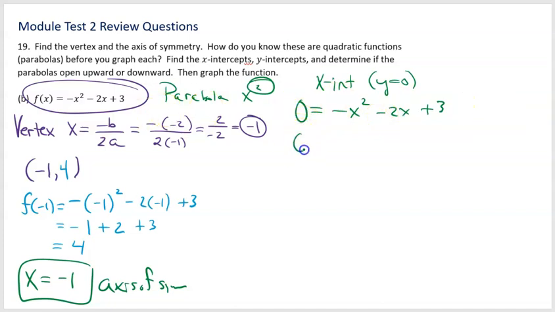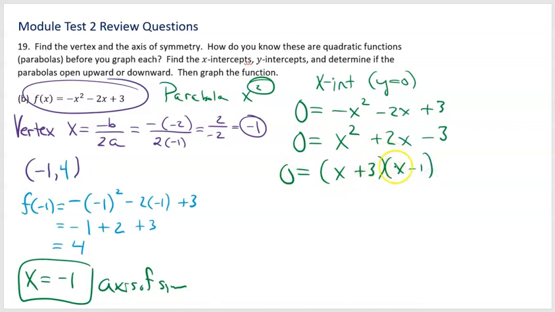So 0 times negative 1 is 0. Negative x squared times negative 1 is positive x squared. Negative 2x times negative 1 is plus 2x. And 3 times negative 1 is negative 3. Notice all the signs changed. Now, if I could find numbers that multiply to be negative 3 and add to be 2, then I could factor. And you know what? We can. So that's going to be a plus 3 and a minus 1. Notice positive 3 times negative 1 multiplies to be negative 3. Positive 3 plus negative 1 adds to be 2.